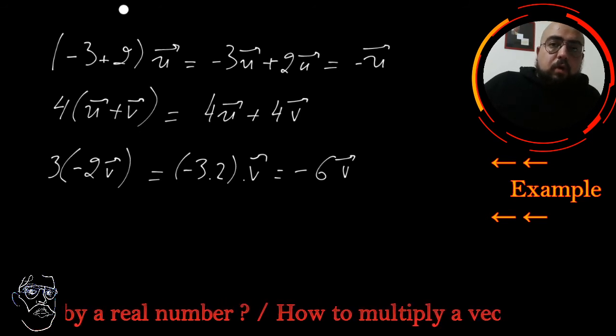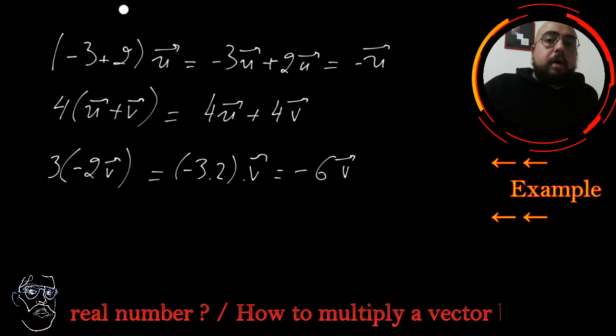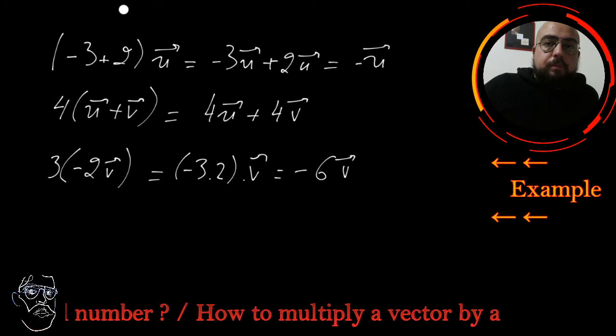That's all for this video. This was the video where I was talking about how to multiply a vector by a real number. Of course, the real number should be different than 0.